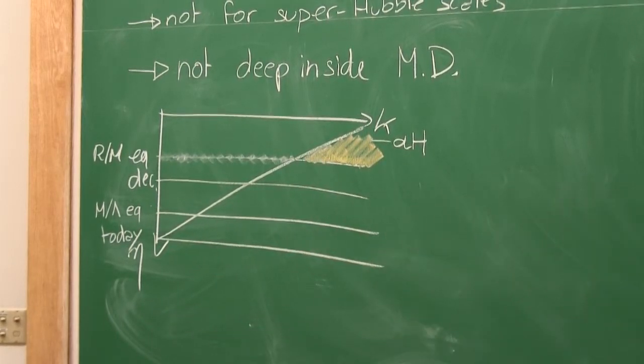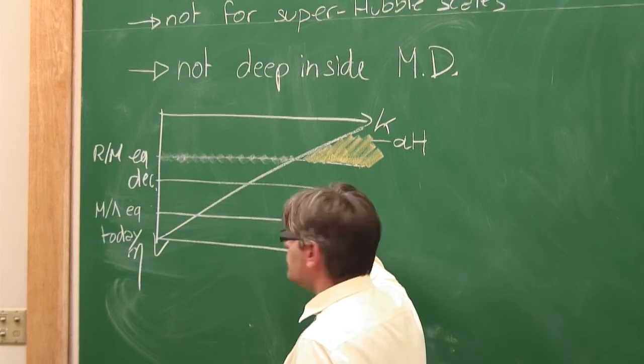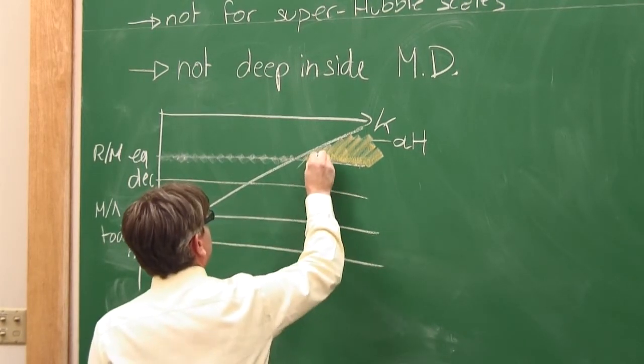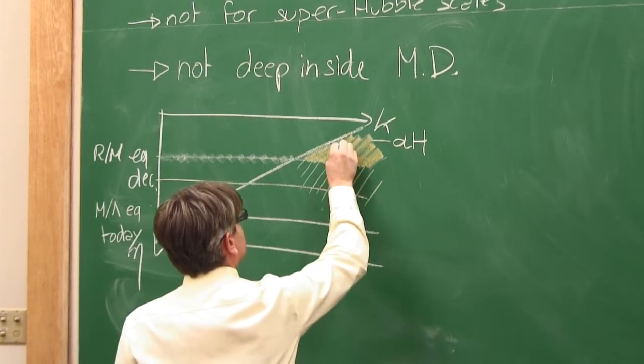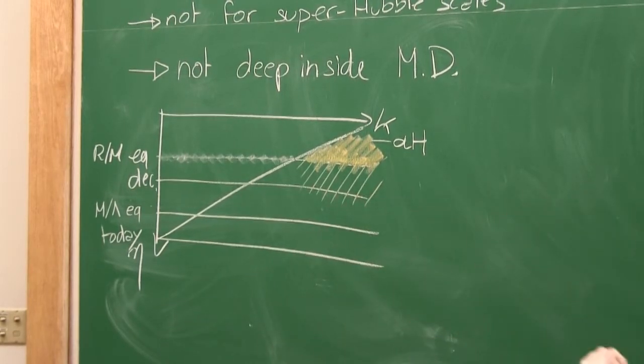The point is that it does not stop abruptly at equality. Phi and psi then will stabilize towards a constant asymptote during matter domination. But it takes some time. And so I will put here some hatches to show that phi and psi are here in a phase of stabilization.